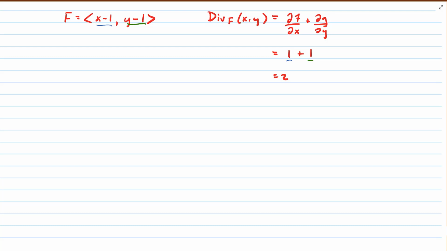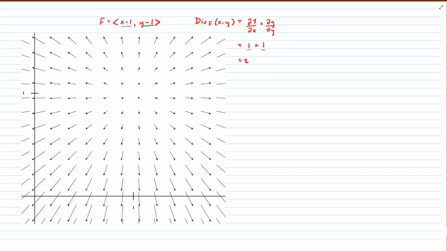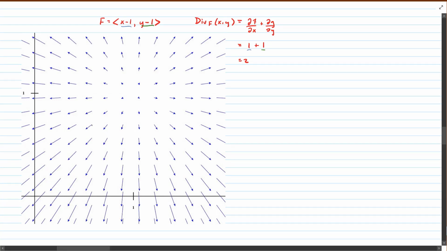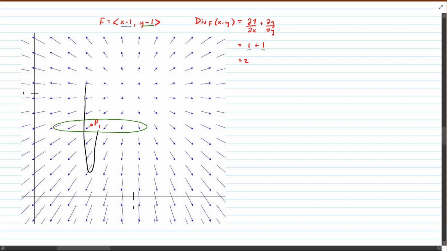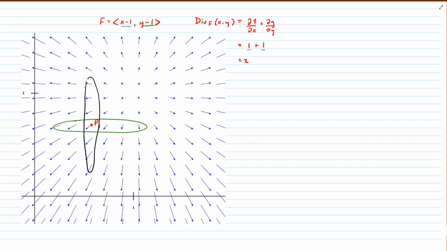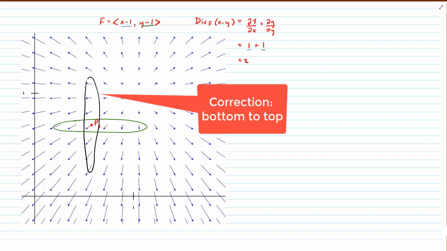Let's now look at the vector field. So here I've sketched this vector field, and sure enough, if we go to any point right here, P1, if we look at what's happening as we take a swath in either the x direction or in the y direction, we can go ahead and look at how the magnitudes of the components, the respective components, are changing as we either move from left to right or top to bottom. So that's one way to see that the divergence there would be a positive quantity.